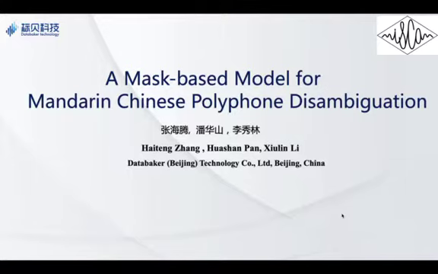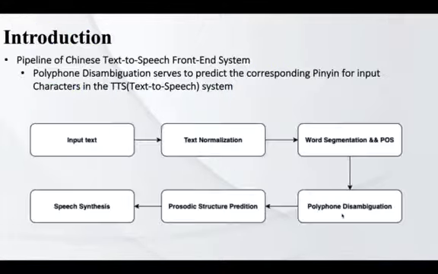Today, I would like to share our work in Interspeech, a mask-based model for Mandarin Chinese polyphone disambiguation. Here is the typical pipeline of the text processing of a Mandarin text-to-speech system.